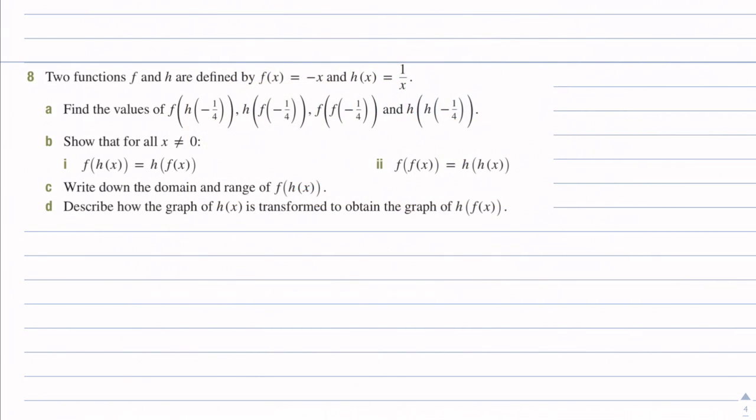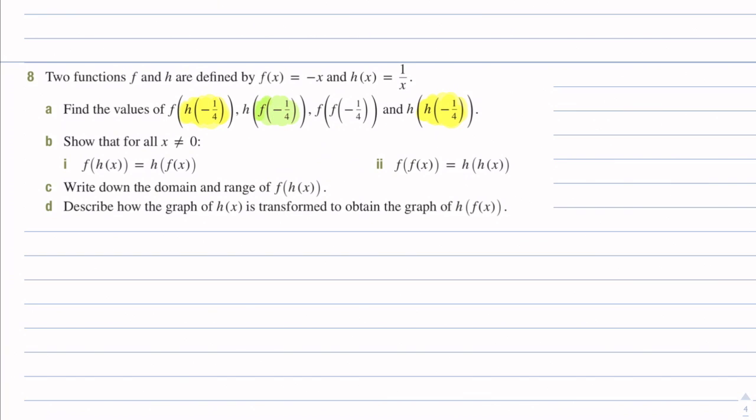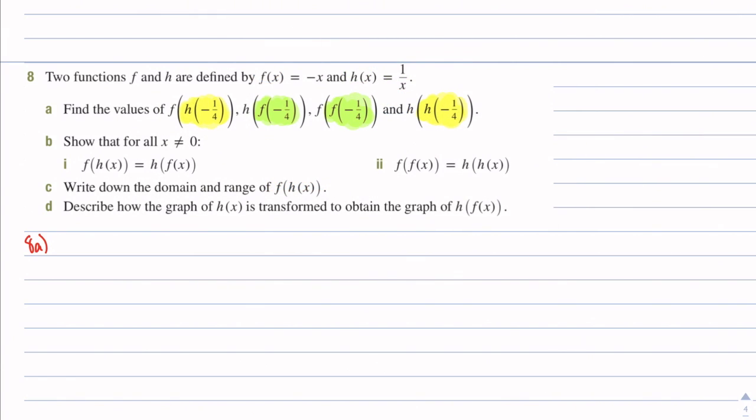Let's have a look. I want f of h of 1/4. H of 1/4, definitely want to calculate that. F of negative 1/4, sorry, I should have said h of negative 1/4. Okay, so the way I'm going to start 8a is by calculating those and then I'll figure out what to do with them.